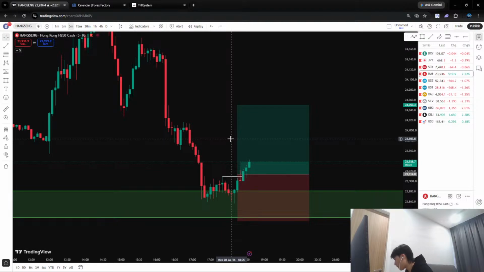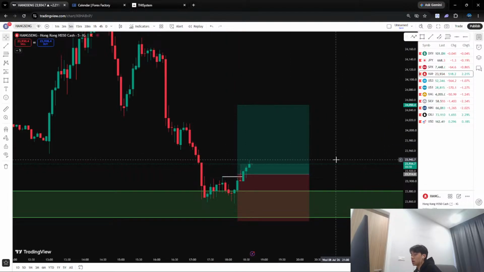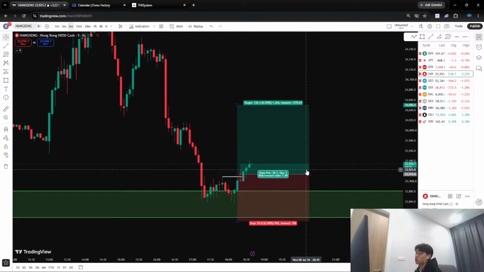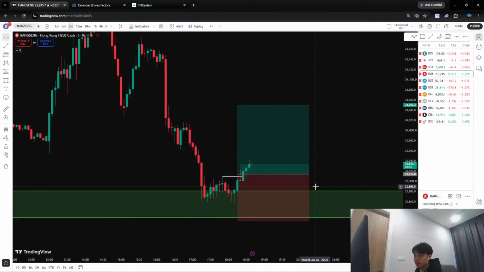Alright, let's see, our gold is going back up. We just need to wait for it, let it kick in, let it settle in, then our gold will be fine. Hang Seng as well is slowly going up.